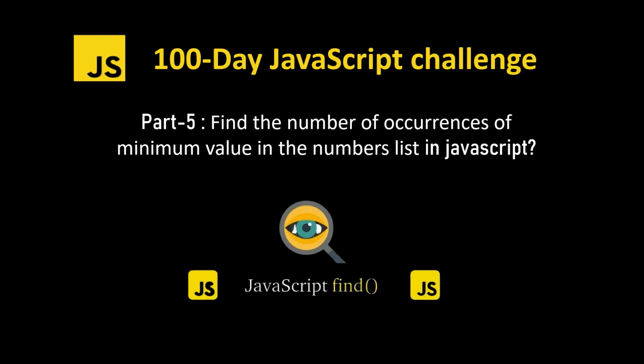We are here with the fifth part of our 100-day JavaScript challenge series. So in today's video, we are going to find the number of occurrences of a minimum value in the number list array in JavaScript. So let's get started.